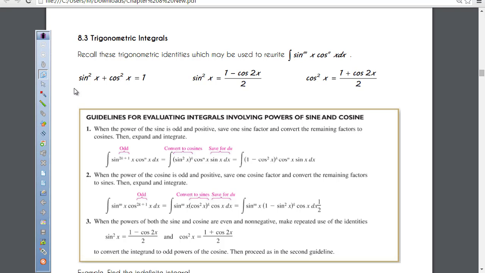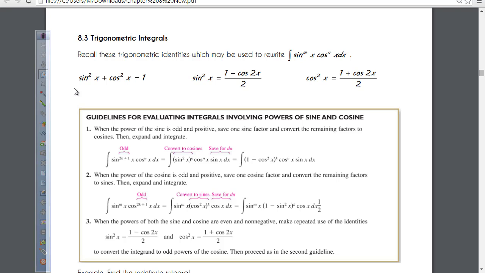Here's one of our Pythagorean identities: sine squared x plus cosine squared x equals 1. And then here are two others that we might want to be familiar with. So the author does a really good job in the textbook of giving us a strategy for how to approach these types of integrations. Looking at the rules, I won't read them to you line for line, but when you go back through your homework, make sure you look at these because they tell you exactly what you need to do.